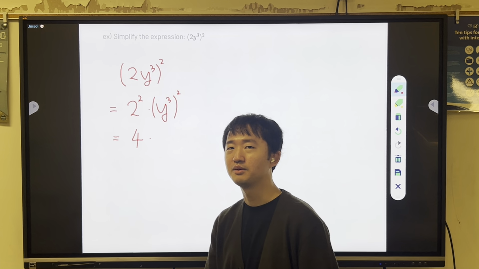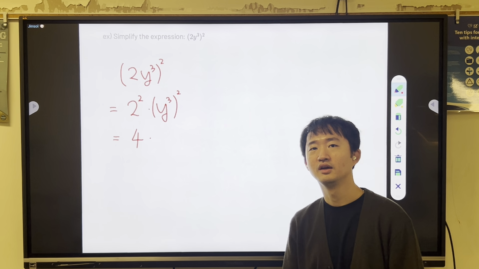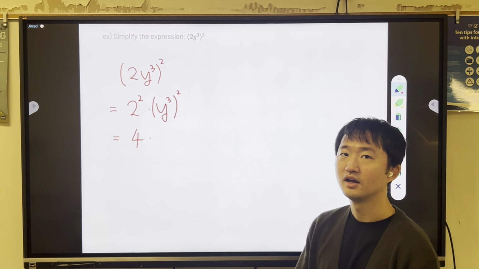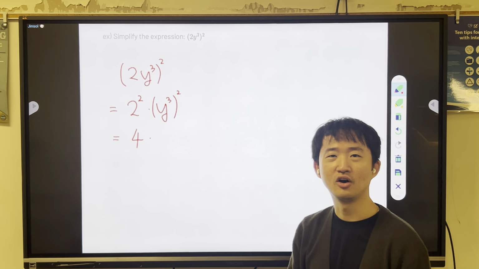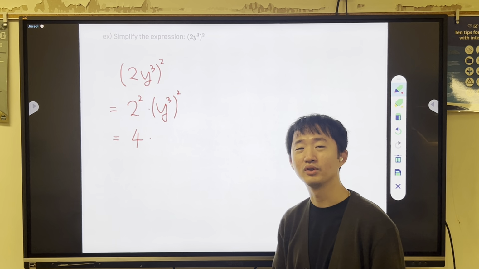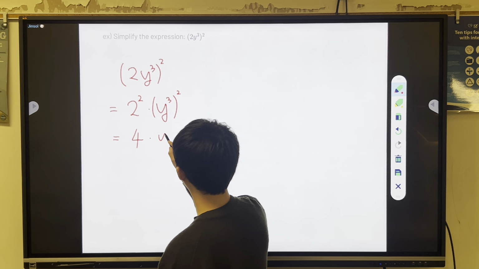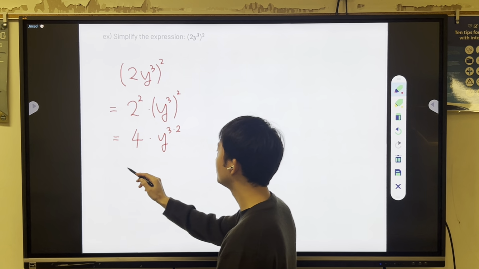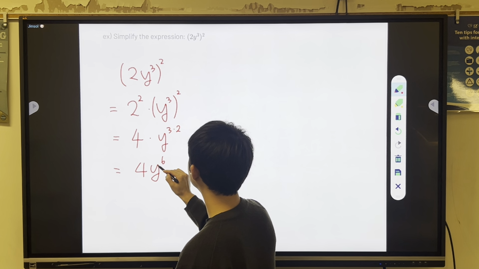But what about the latter part, (y cubed) squared? In that case, we know that we need to multiply the exponents. That's called the power of a power rule. When you have a power of a power with brackets, then we multiply the exponents. So that's going to be y to the power of 3 times 2, and we know that 3 times 2 is 6. So the final answer is 4y to the power of 6.